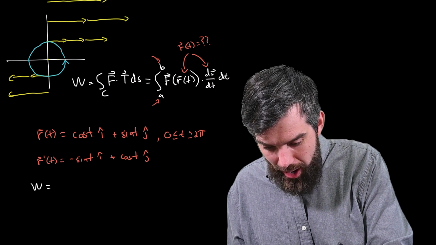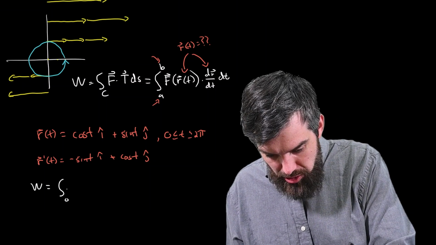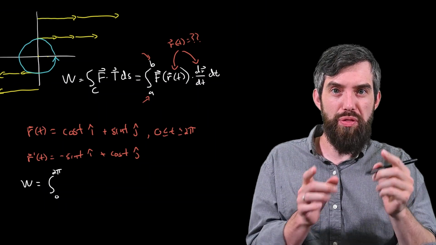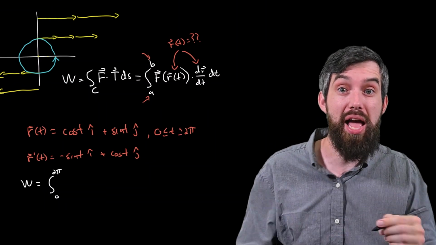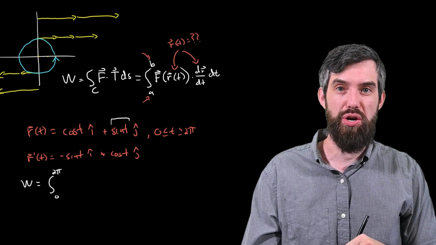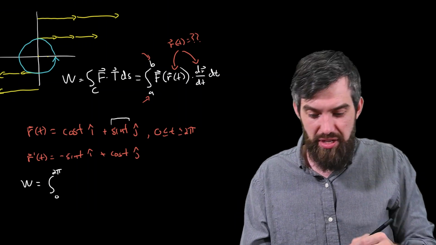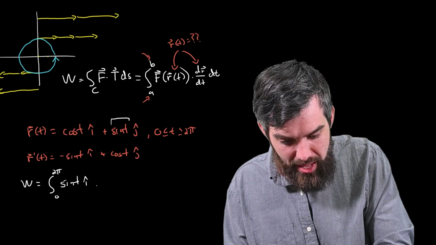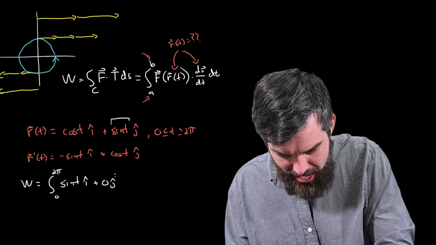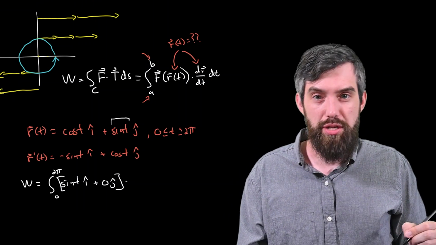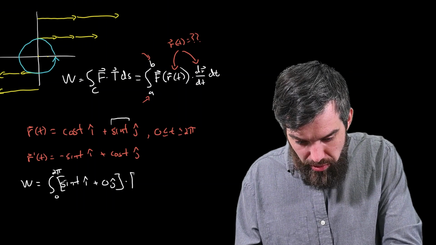What is my work? Well, it's the integral from 0 up to 2 pi, that's my limits of integration. Now, the field was just y in the i hat direction, and so the y component along the particular position vector that I have is just sine of t, and so my y gets replaced with a sine of t in the i hat. And then the field also had a 0 in the j hat. I may as well write it explicitly, but you don't have to if you don't want to. Then dotted with the r prime, or the dr dt.